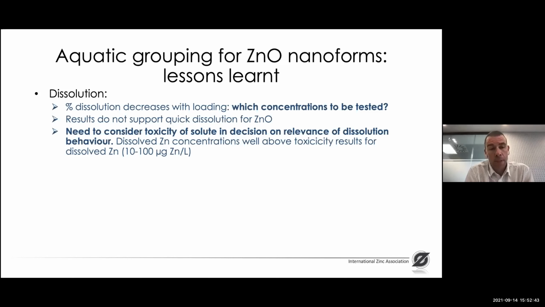And next to the percentage dissolution, we also think it's important to consider the toxicity of the solute in the decision on the relevance of the dissolution behavior. Because even when a particle dissolves less than 10%, but the dissolved fraction is way above the toxicity of the corresponding ion, this still may be a relevant contribution to the overall toxicity, and it should not be neglected. So toxicity of the corresponding solutes should be taken into account in the decision on the relevance of dissolution.